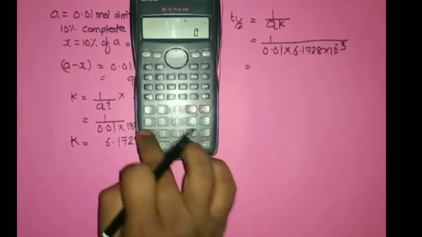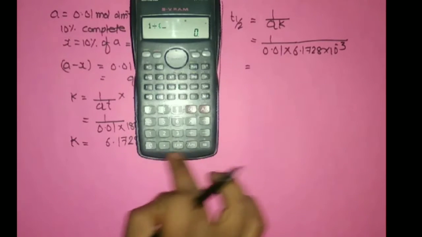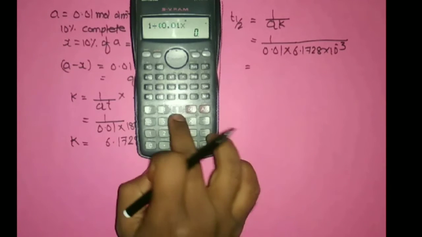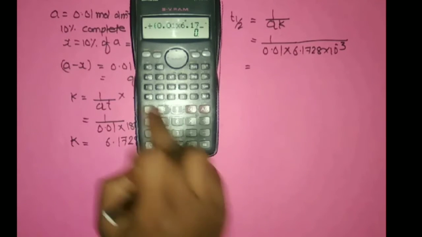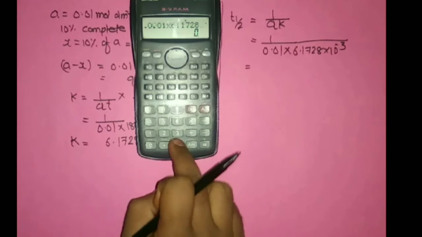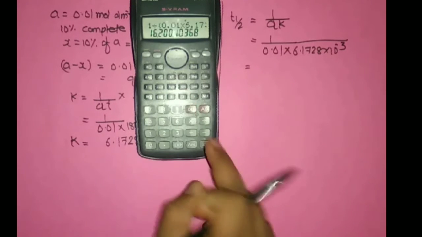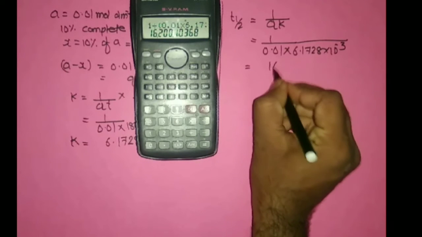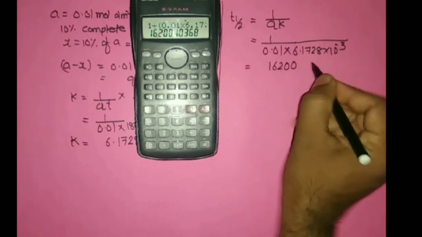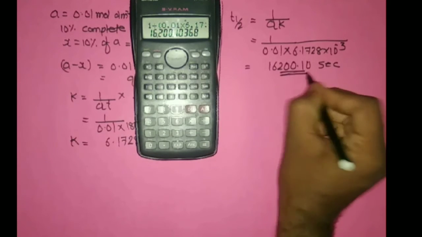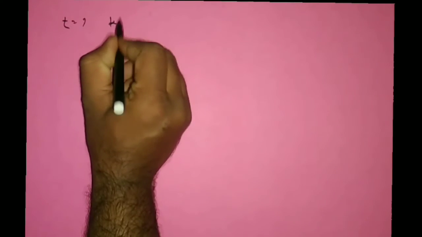Over here, 1 divided by, then put bracket 0.01 multiply by 6.1728 into, that is exponential raised to minus 3. Close this bracket. So half-life is equal to 16200.10 seconds. Then the next part is to calculate time when reaction is 40% complete.